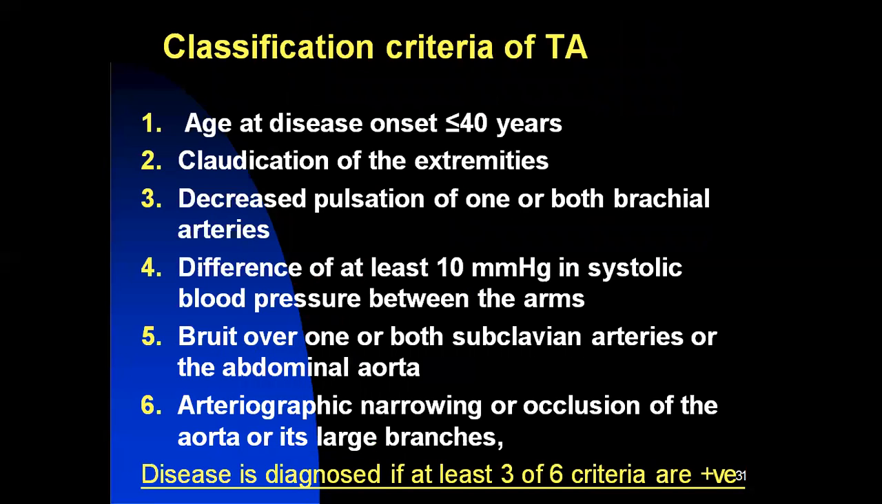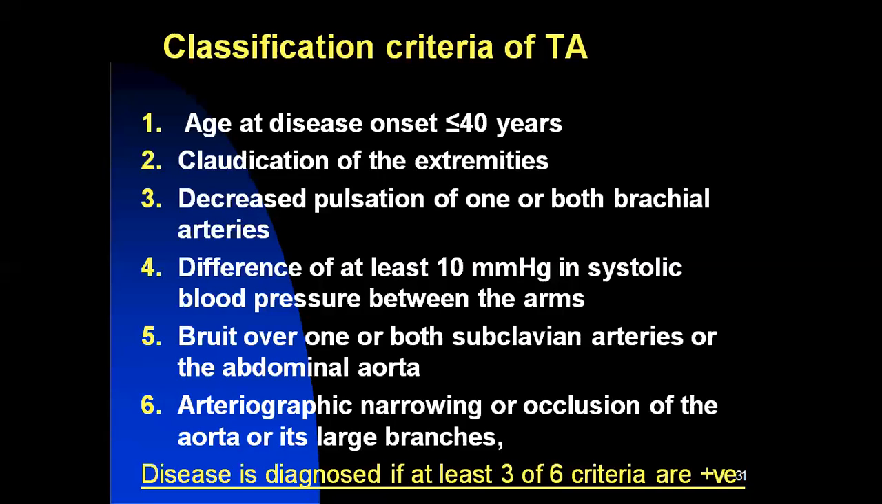Now, the classification criteria, or how do we exclude or diagnose it to be positive? The age of disease onset is less than 40 years, and claudication of extremities is present. There is intermittent claudication, where the person is not able to walk for a very long interval, or working with hands becomes difficult. If they continue any sort of work, the person has to pause to resume the work again. Decreased pulsation of one or both brachial arteries, a difference of at least 10 mm of Hg in systolic blood pressure between both the arms. So if you examine one hand and the other, there would be a difference of at least 10 mm of Hg in the systolic pressure.